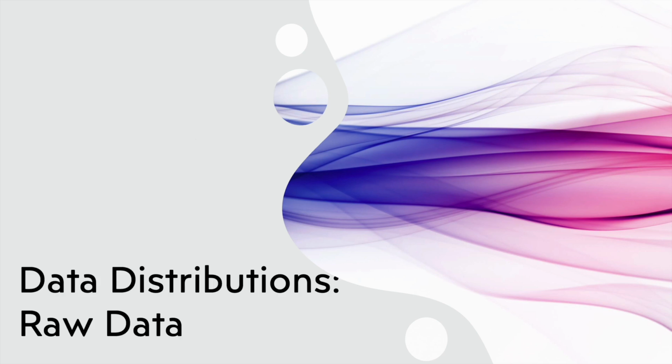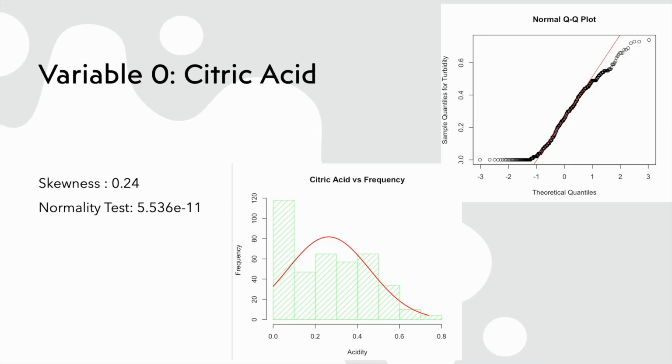So first we'll start with the raw data distributions. Variable 0, the citric acid, is like this data, and as we can see from the distribution graph, the data is not normally distributed. I did a normality test using the Shapiro-Wilk test, and the p-value is not reasonable. Along with that, the data is moderately skewed, and in the QQ plot I would say the data is light tailed towards the left part, which we can see from the frequency graph as well.